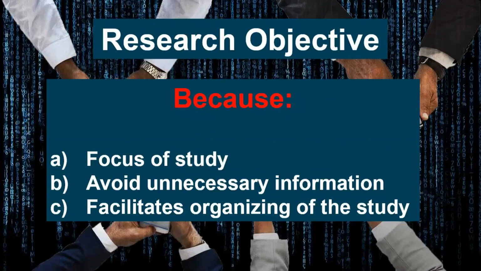Avoid unnecessary information. If you want to study wireless sensor networks, your research objective needs to discuss that. You cannot have your domain on wireless sensor networks, but in your research question, how come suddenly you have something on quantum crypto? So no. And then it facilitates organizing of the study. That is the reason why we come up with the research objective.